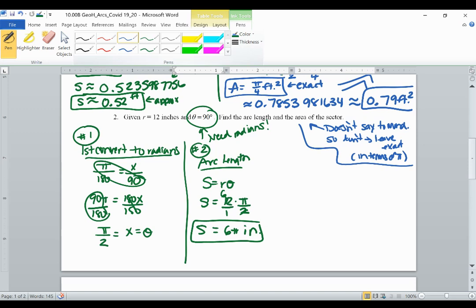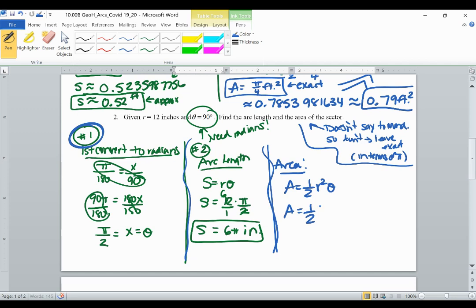So now the third thing we're going to do is find the area of the sector. Again, you didn't need to do step 2 in order to do the area. You just needed to have done step 1. So area is 1/2 r squared theta. Substitute in, so my radius is still 12 inches squared, and theta is still pi over 2. You do not put in 6 pi in for theta. That's your arc length. You're putting in theta is pi over 2.